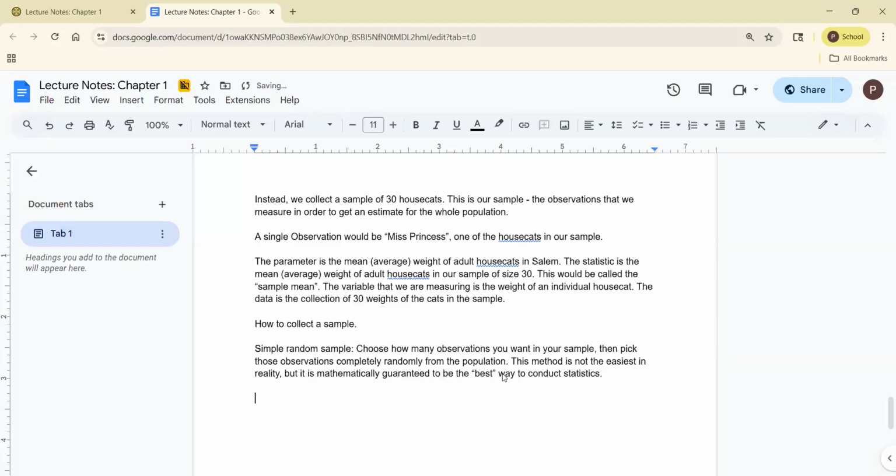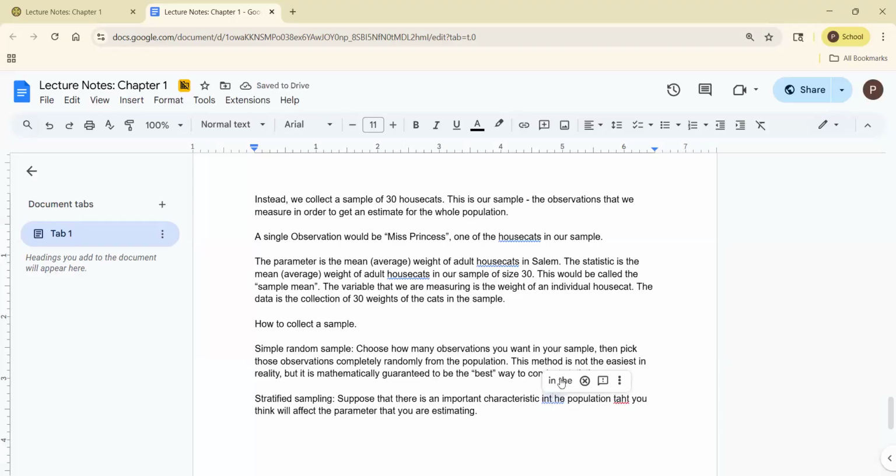Okay, the next one is stratified sampling. Suppose that there is an important characteristic in the population that you think will affect a parameter that you are estimating.